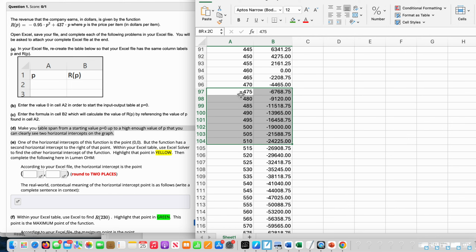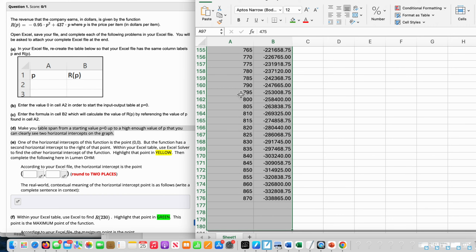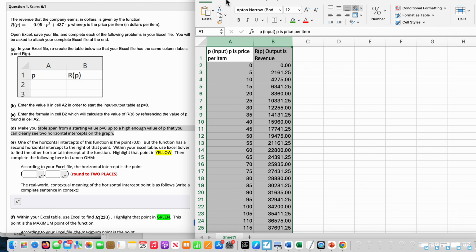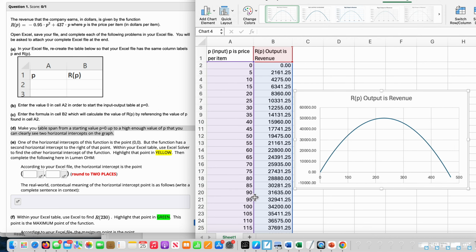Okay, I'm going to get rid of this part of my table. And I'm going to graph it again. I'm going to insert a smooth line graph. And you see when I got rid of those extra values, I get a better looking graph, okay? So now I can clearly see it goes through the horizontal or the x-axis down here, 0, 0, and all the way somewhere over here, 400 something. All right.